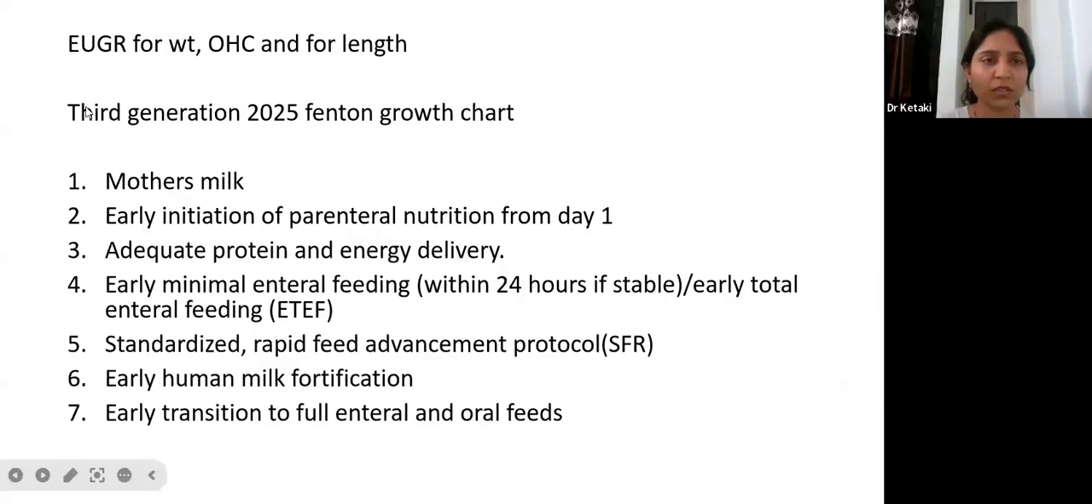Okay, fine. So this is EUGR third generation. Main is the mother's milk, colostrum you don't miss, preterm milk you don't miss. Parenteral nutrition, if the baby is NPO, we have to start it from day one along with lipids and amino acids. Protein energy should be adequate. And minimal enteral nutrition, if the baby is less than 1 kg, we can start. For more than 1 kg baby, directly we can start if the baby is hemodynamically stable on total enteral feeding. Then there should be rapid escalation of feed, human milk fortification. It is shown to have much better outcomes on EUGR and early transition. Yeah, I think that's all.